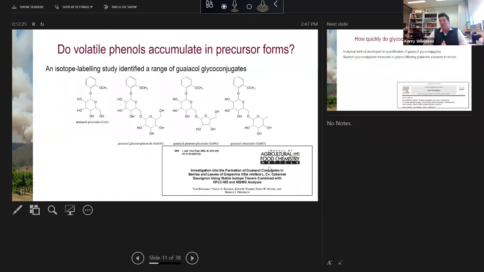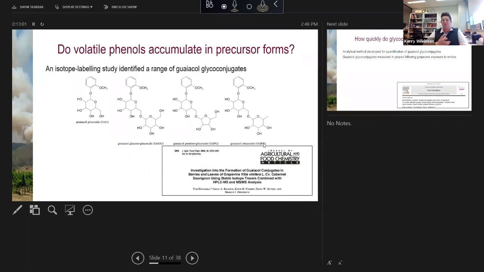The Australian Wine Research Institute did some really great work not long after this. They did an isotope labeling study. They took a 50-50 mix of guaiacol and deuterated guaiacol and applied this to the leaves or berries of a potted grapevine, and they then did some mass spectrometry work and identified a series of glycoconjugates that had that 50-50 deuterated, undeuterated guaiacol unit.